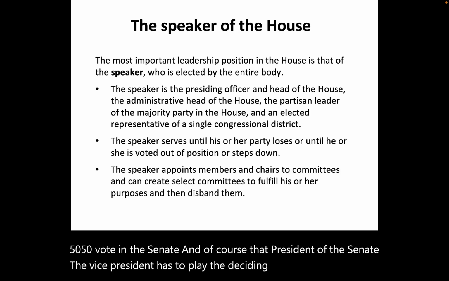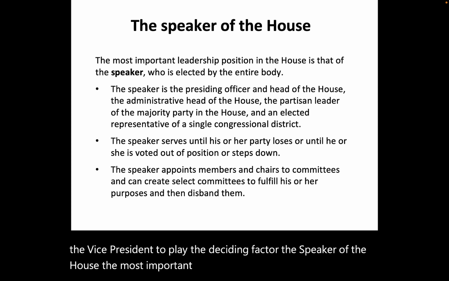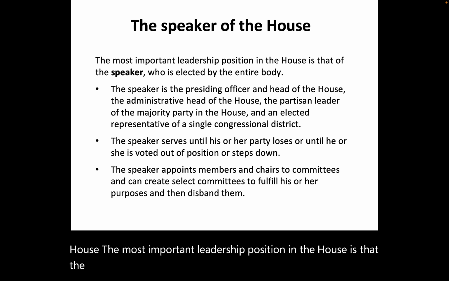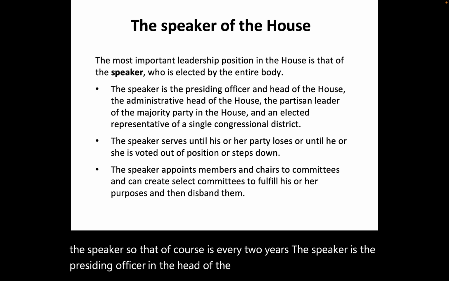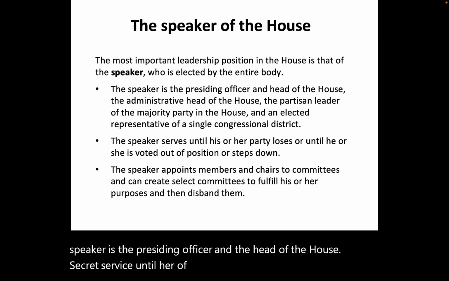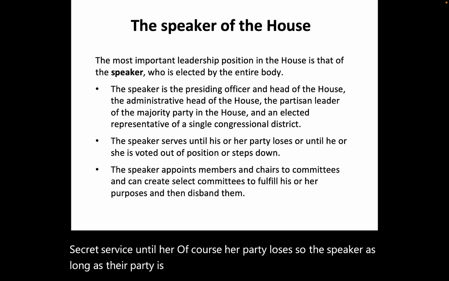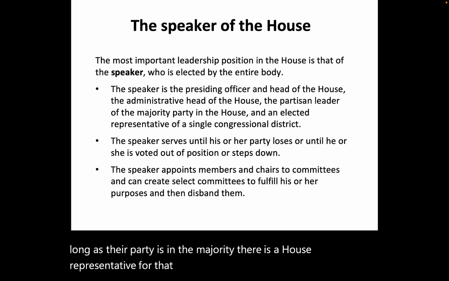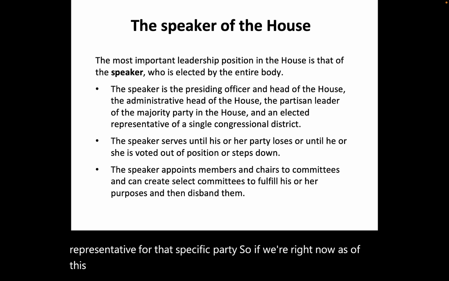The Speaker of the House is the most important leadership position in the House. That, of course, is elected every 2 years. The Speaker is the presiding officer and the head of the House. The Speaker serves until their party loses. As long as their party is in the majority, there is a Speaker for that specific party. As of this recording, Nancy Pelosi is the Speaker of the House because the Democrats are the majority.